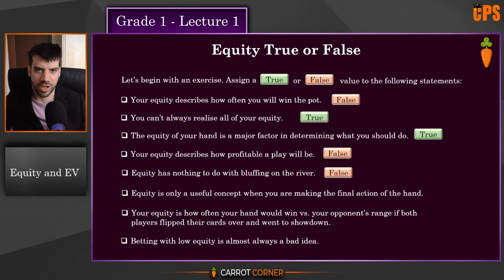That's not to say that we bluff every hand that has no showdown value, no EV by checking. We will actually be setting a standard as to how little equity we need to bluff a river, depending on how well our range is doing, and also depending on whether we're in or out of position. We'll see this later. Equity is only a useful concept when you're making the final action of a hand.